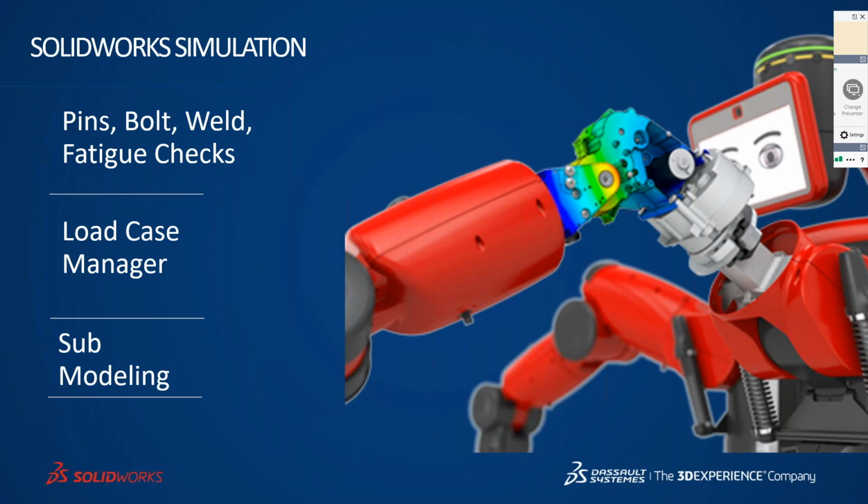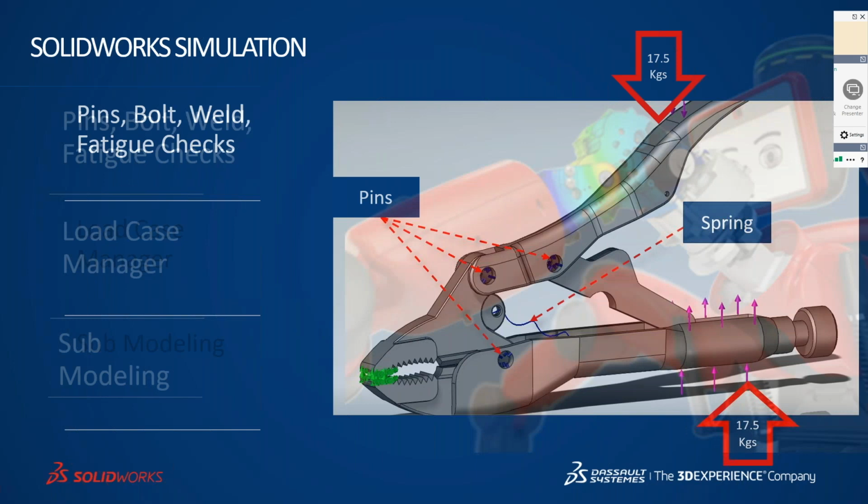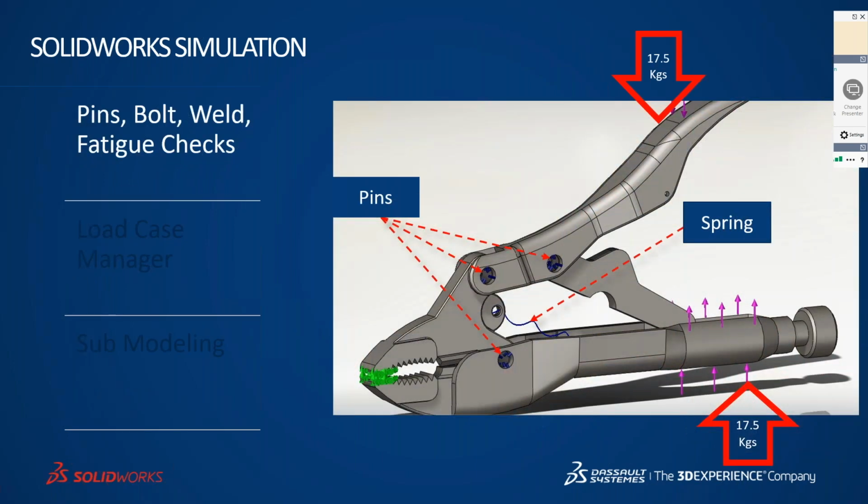So here in this case, I have taken a clipper. In this clipper, you can see there are three pins coming on the assembly, and of course there's a spring also, and I will try to apply 17.5 kgs of force from the top and bottom. I want to check how it is going to work without designing the pins and springs, all these things. Okay, let's go to SolidWorks.